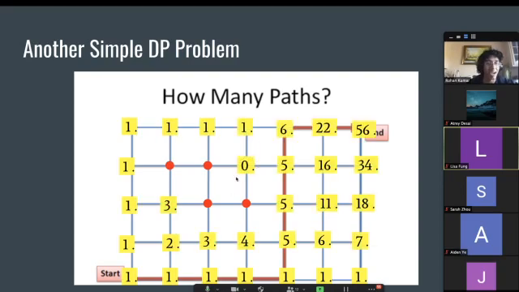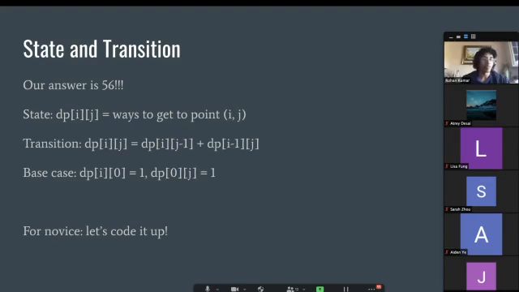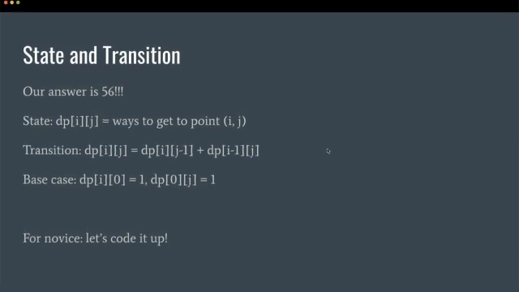What is our answer then? How many ways are there to get to here? Just read it. 56. Yep, we literally have our answer just by using this one recurrence relation, okay? So essentially we get our answer. Our state was the number of ways to get to each point. The transition was you add the left and the bottom point, and your base case is basically there's one way to get to anything on the bottom line, and there's one way to get to anything on the left-hand line. So how much time do we have?